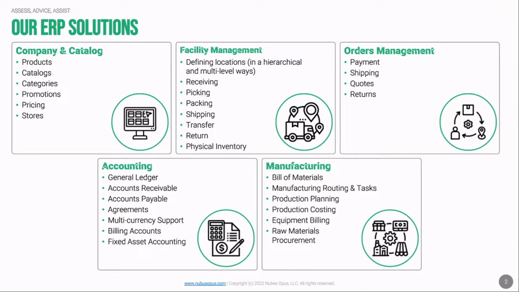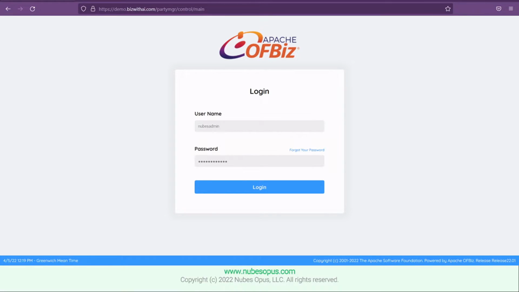Offbus main modules include Party, Catalog, Facility, Order, Accounting, Manufacturing, SFA, HR, etc. Let's log into the system and view the various modules.